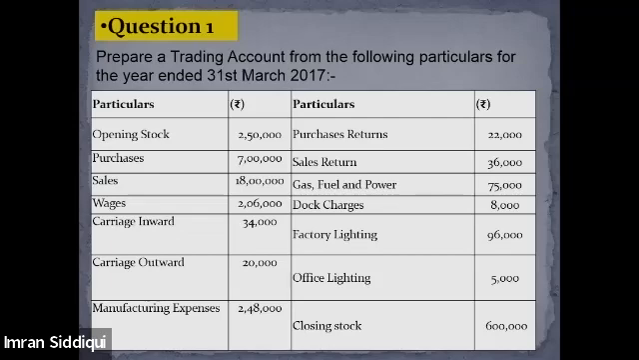Yes, sir. So factory lighting and office lighting come under direct or indirect expense. Factory lighting is related to the factory, so that comes under the trading account. Office lighting is related to office expense, which comes under the profit and loss account. We'll talk about that when we prepare the P&L account. Right now, we are discussing the trading account. So all manufacturing related expense will be there in the trading account. That means factory lighting will be recorded in the trading account.